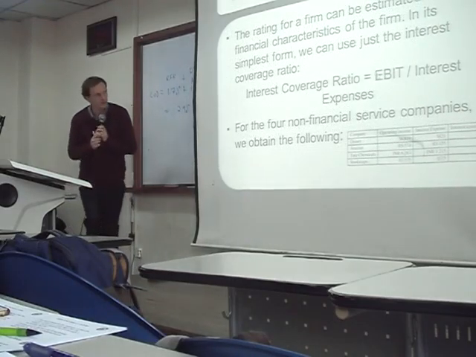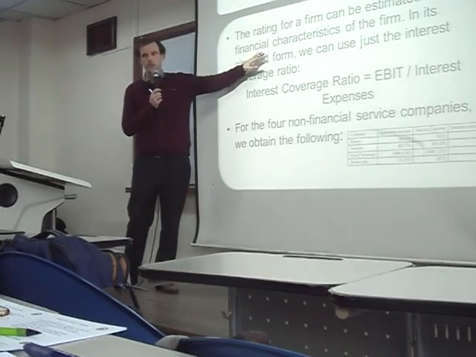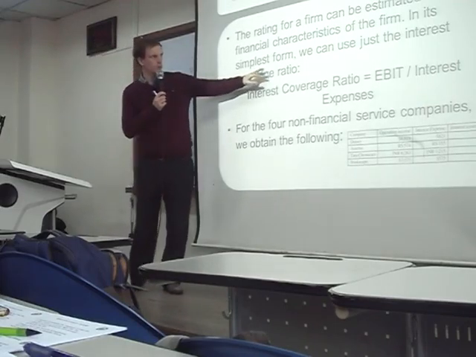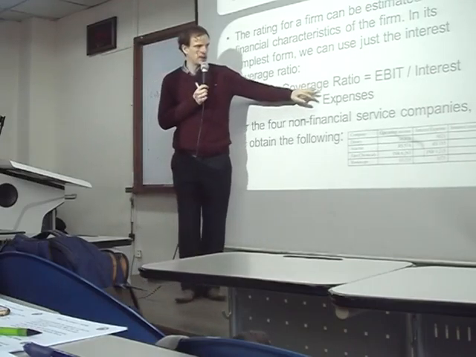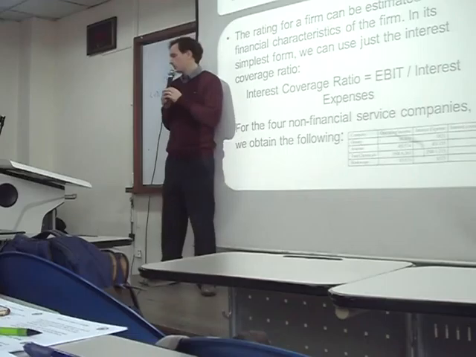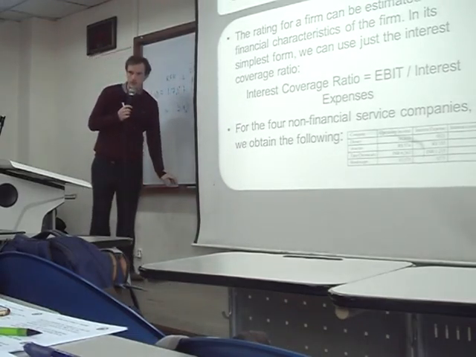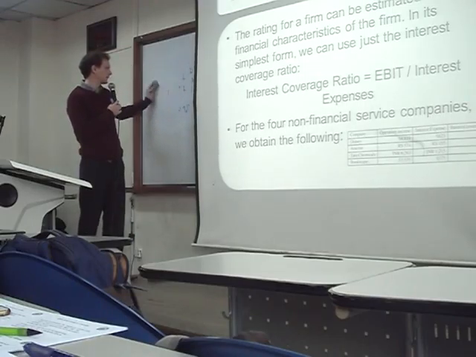So the rating for a firm can be estimated using the financial characteristics of the firm. In the simplest form, we just use the interest coverage ratio. The interest coverage ratio is the EBIT over the interest expense. We looked at EBIT when we looked at the financial statements. EBIT is earnings before interest and tax.